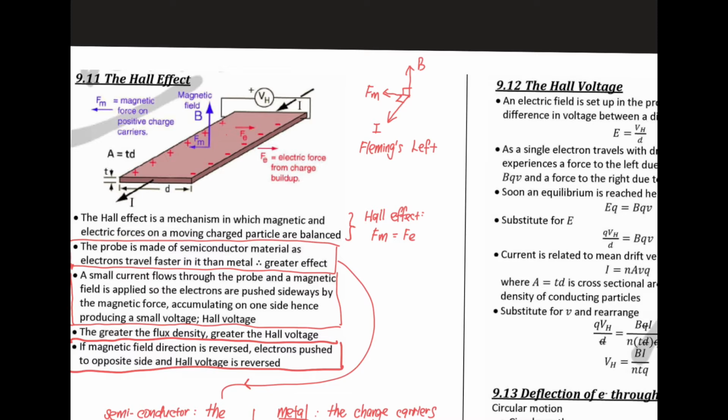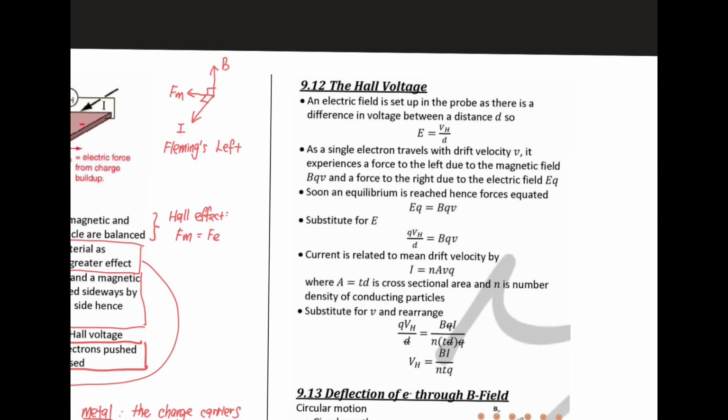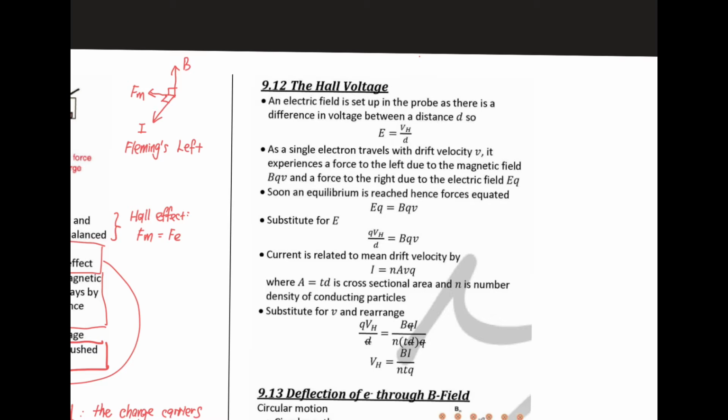And let's come back to the formula. We learned electric field during AS or during A2 chapter 7 as well. So we have to know that the formula for electric field is V over D, voltage or potential difference over distance. So the potential difference is the Hall voltage, and then the distance is the D.